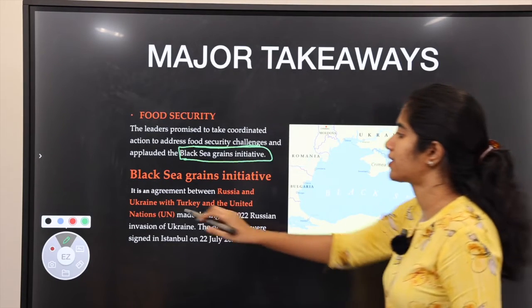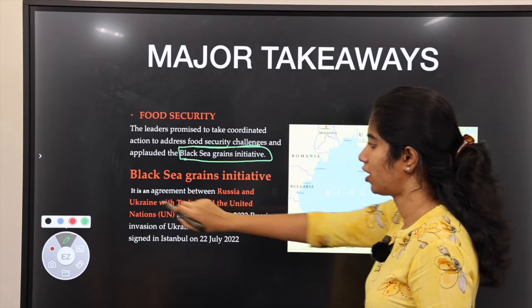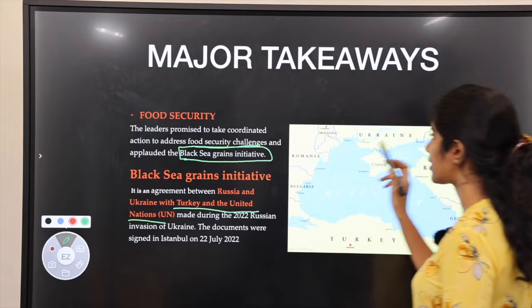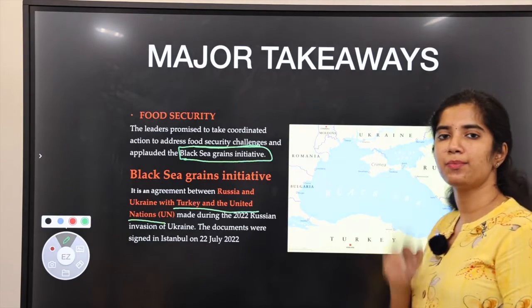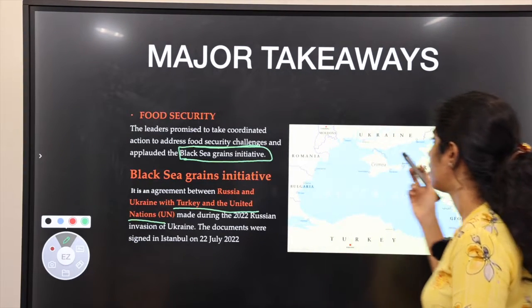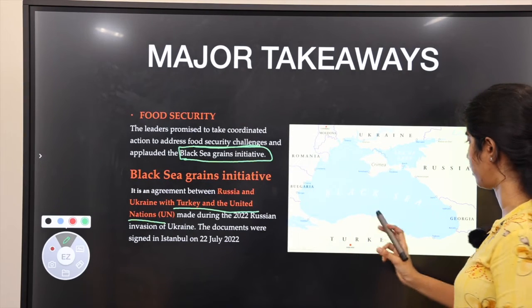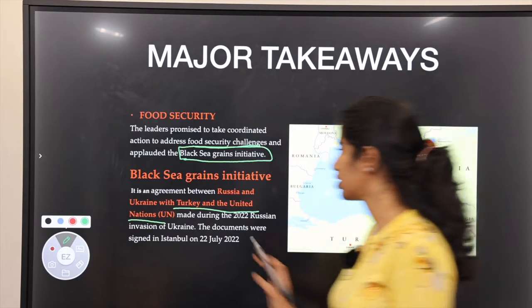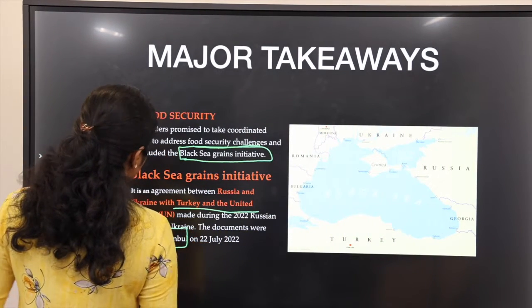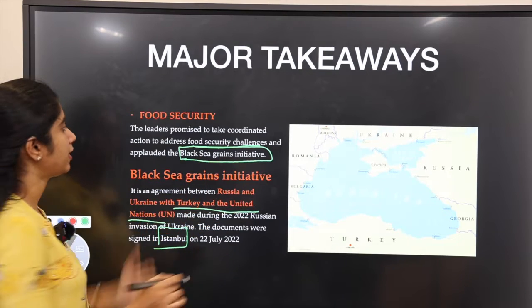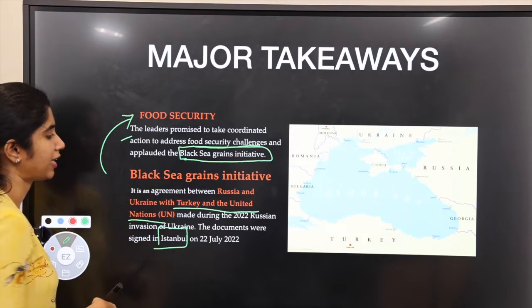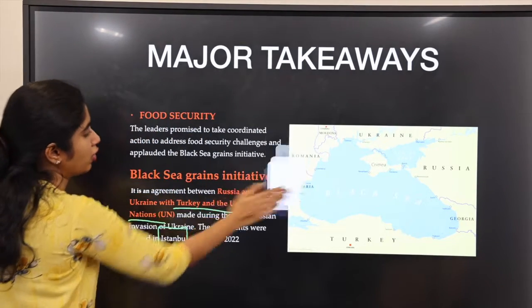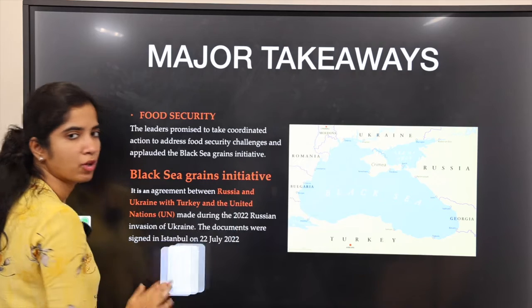For that, an agreement has been signed between Russia and Ukraine with Turkey and the UN. So the transport of commodities is being made possible from Ukraine through the neighboring countries, Turkey, Romania, all those countries, and it was signed in Istanbul. So this Black Sea Grain Initiative is to tackle food security. This was signed between Russia and Ukraine with Turkey and the UN for transportation of commodities from Ukraine.